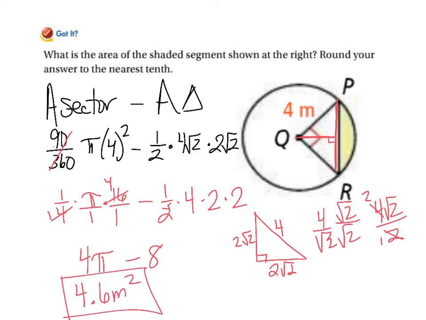What do you think? Is that doable? The sector part is kind of the easy part, and then the area of the triangle pulls back a lot of that previous stuff that we've learned.